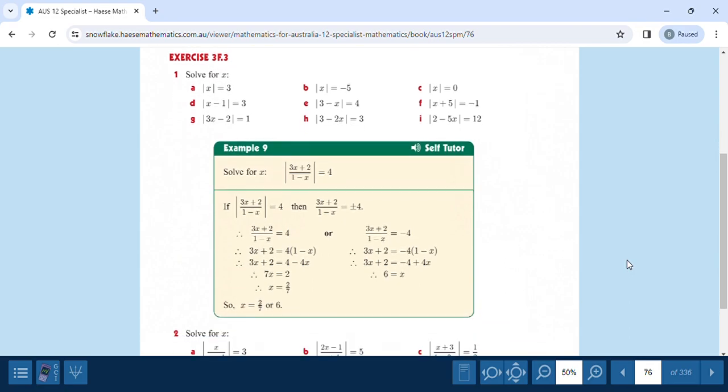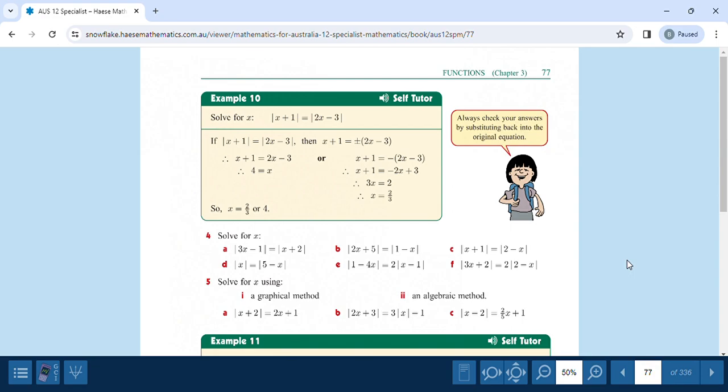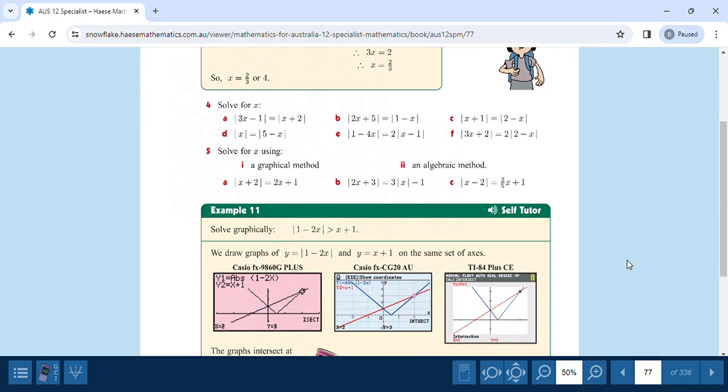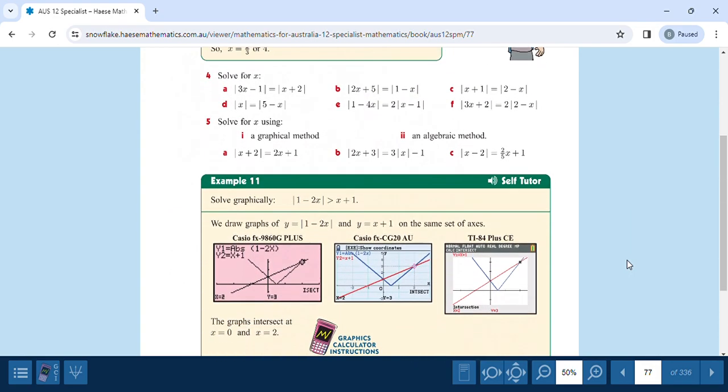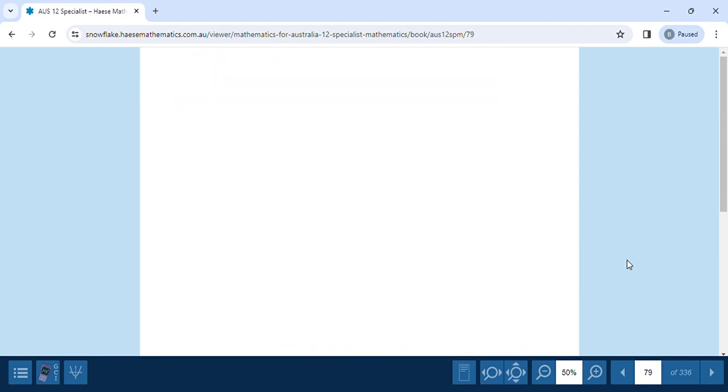It's just a matter of going through these. So in example 10, if you've got two moduluses and you remove both of them, it's going to be plus or minus just one of them, because that's covering all cases that you could possibly have. That's what that shows, and you'll still get your two solutions. And then that's the end of the chapter.